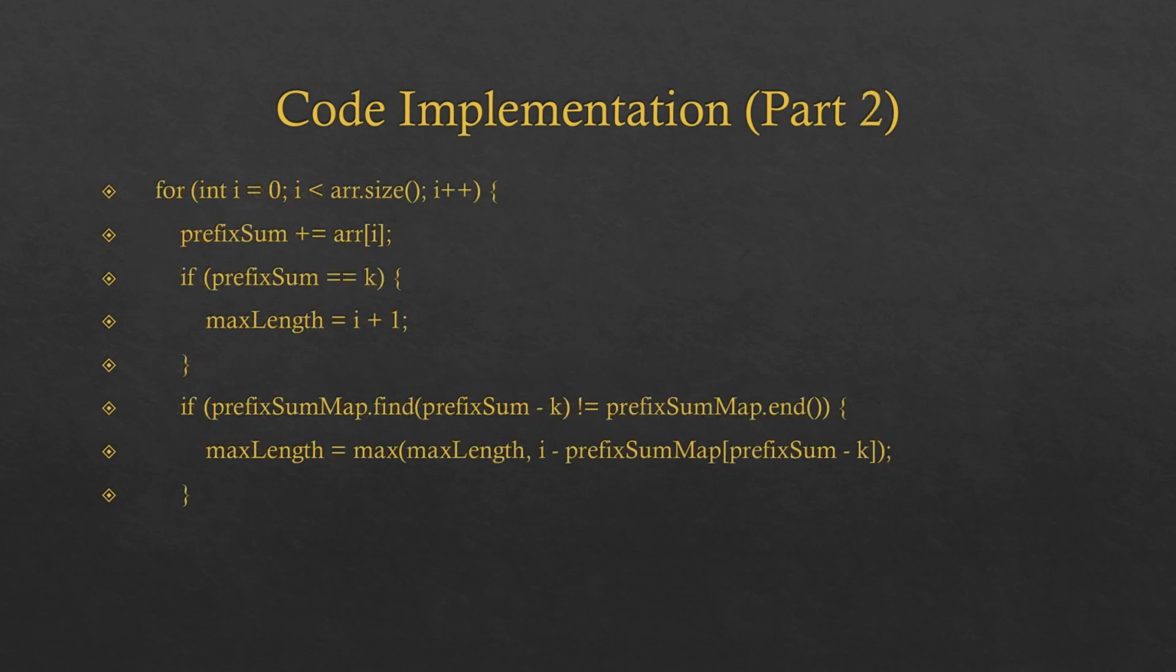In the next part of the code, we iterate through the array, updating the prefix sum. If the prefix sum equals k, we update the max length. If we find a matching prefix sum in the hash map, we update the max length by calculating the length of the subarray from the earlier index to the current index.